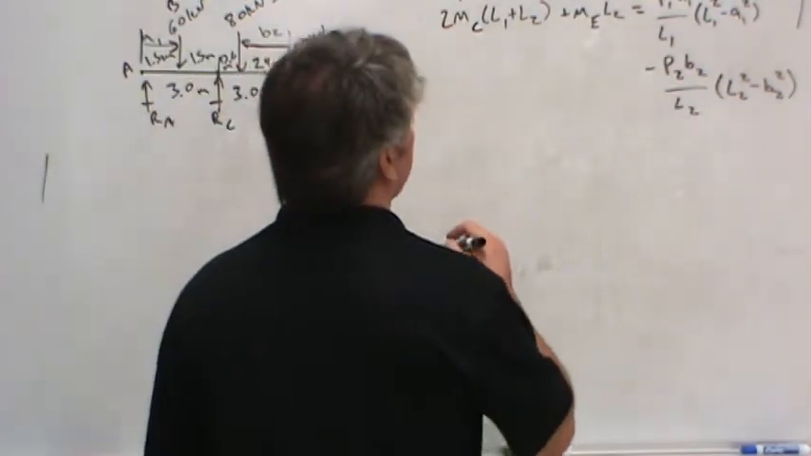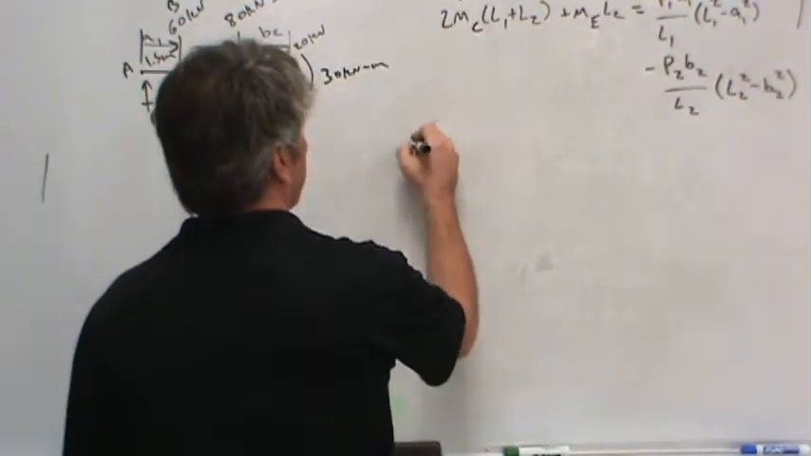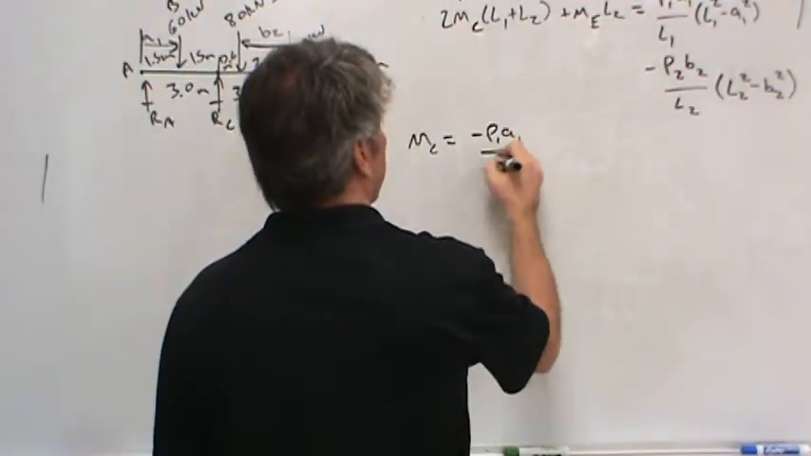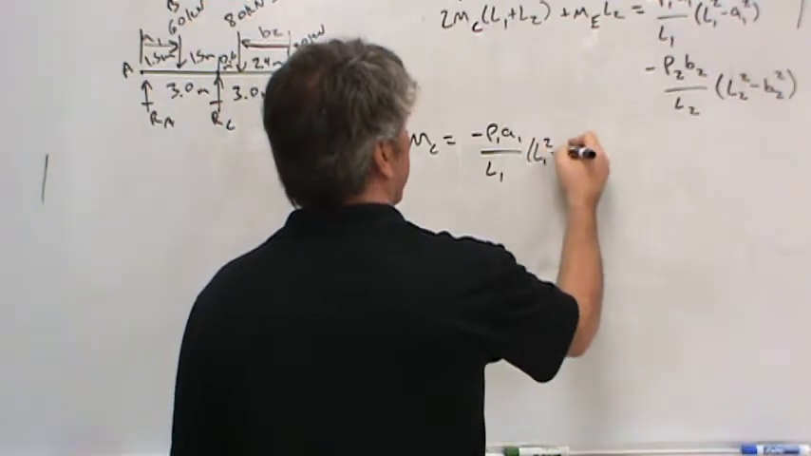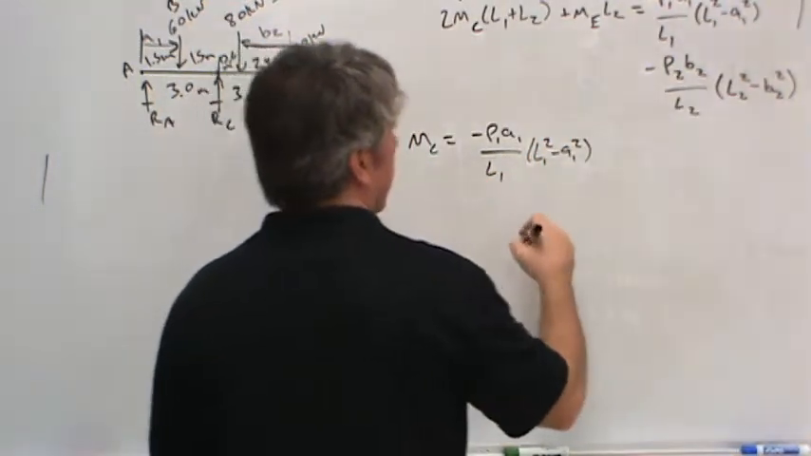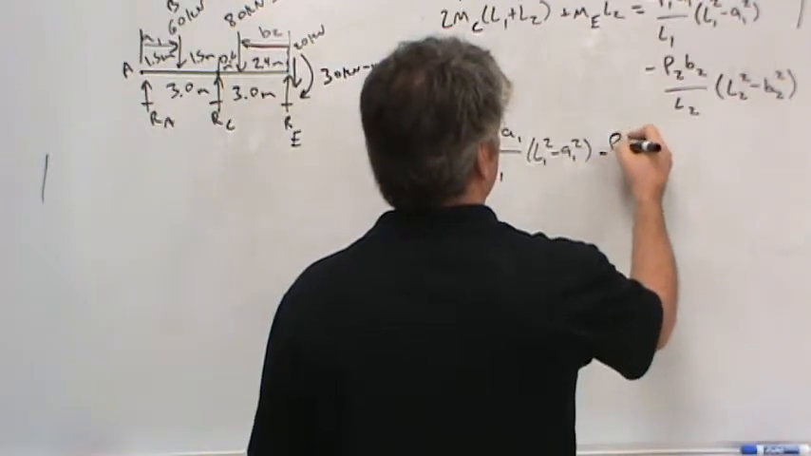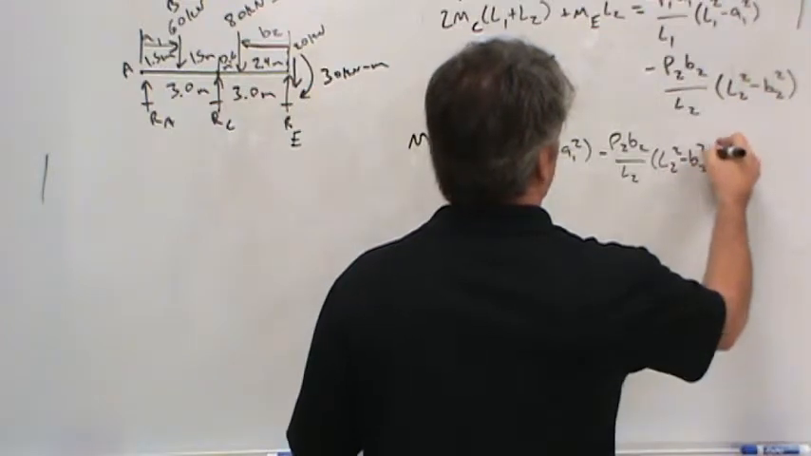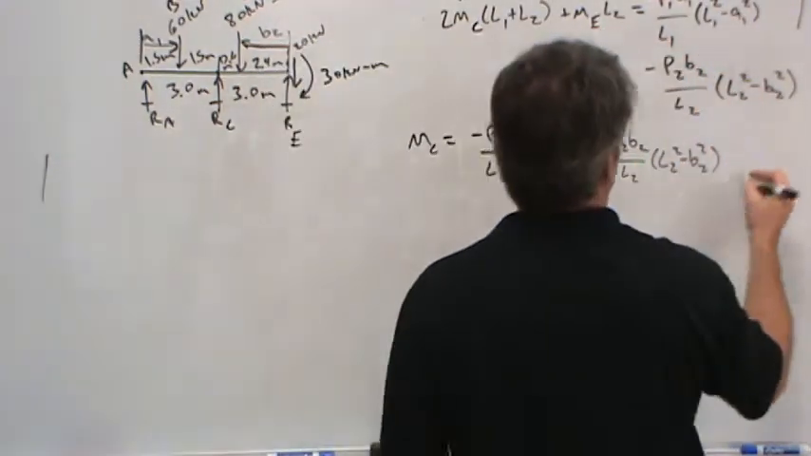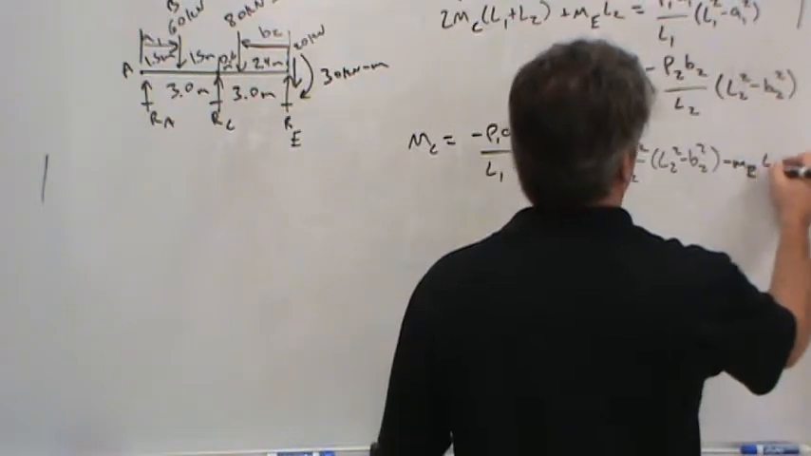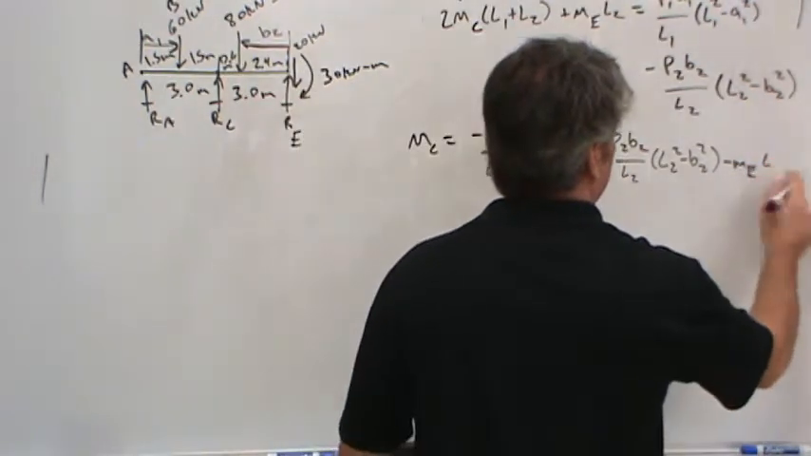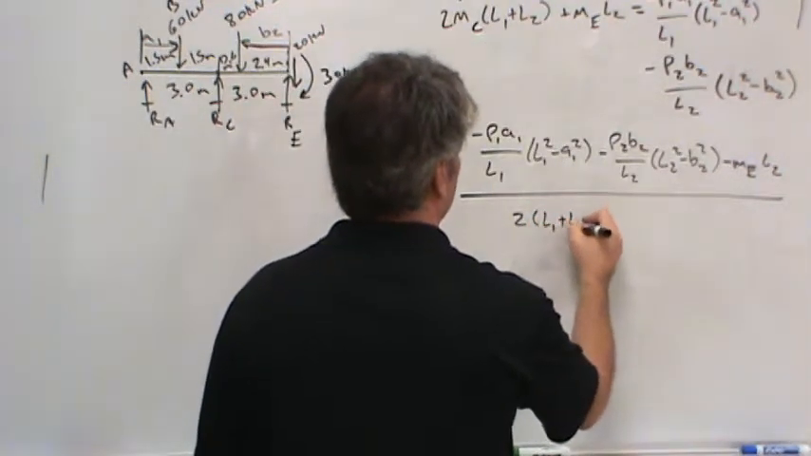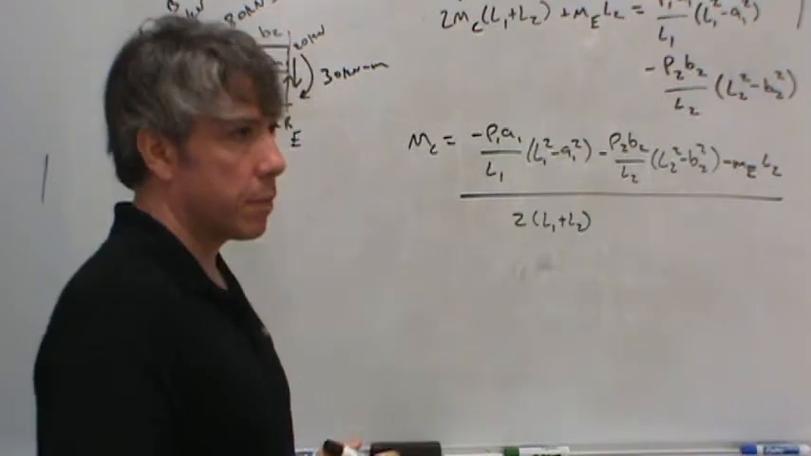So if we go ahead and rearrange and solve for the moment at point C, let's see, that would be negative P1A1 over L1 times L1 squared minus A1 squared, minus P2B2 over L2 squared minus B2 squared. I'd take this term to the other side, so minus ME L2. That's a 2, not a 1. And then divided by 2 times L1 plus L2. All I did was the algebra in one step.